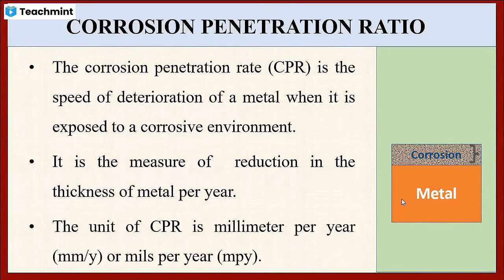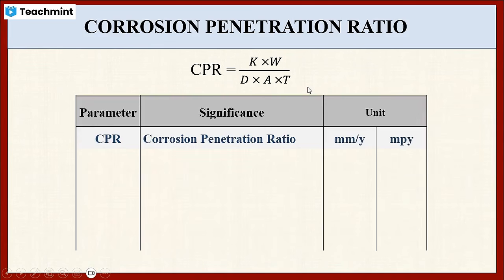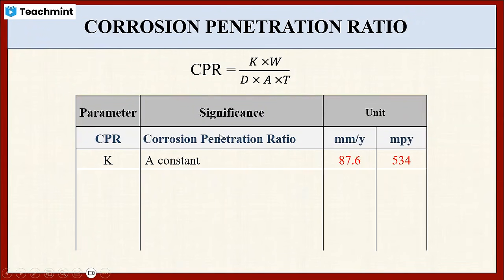And the unit of corrosion penetration rate is millimeter per year or mils per year, that is MMY or MPY. Hence, corrosion penetration rate is calculated by using this formula: CPR is equal to K into W divided by D into A into T, where K is a constant. If we want to calculate the CPR value in MMY, then the K value is 87.6. If we want to calculate CPR value for MPY, then the K value is 534.